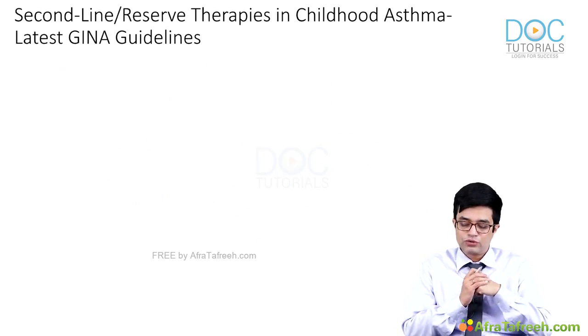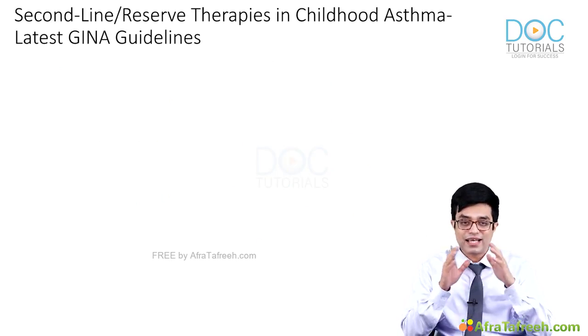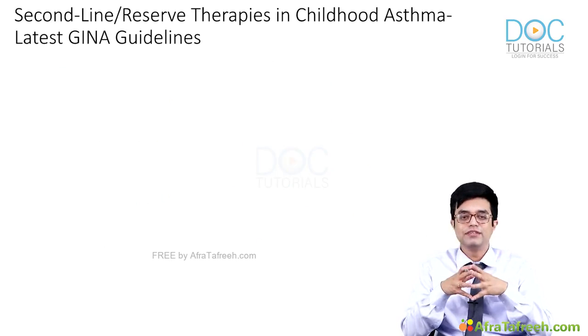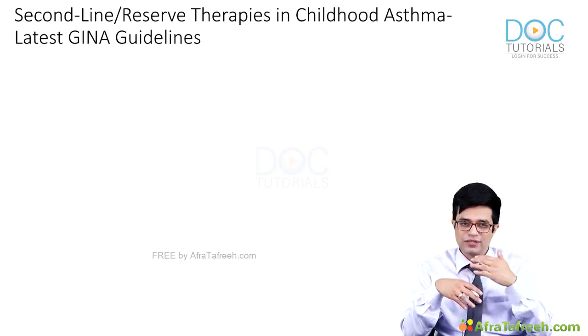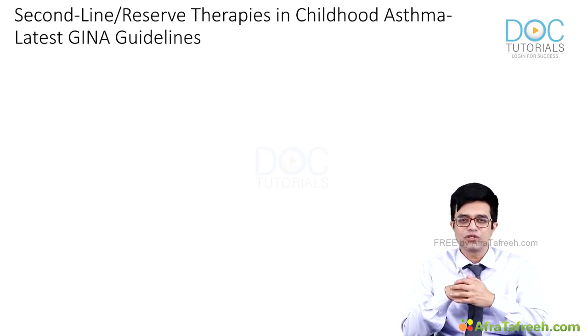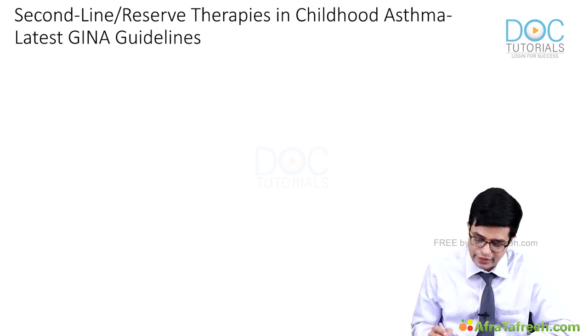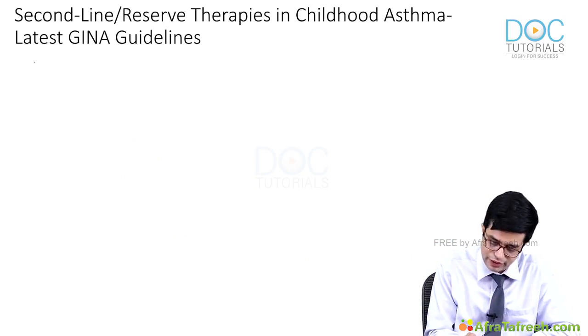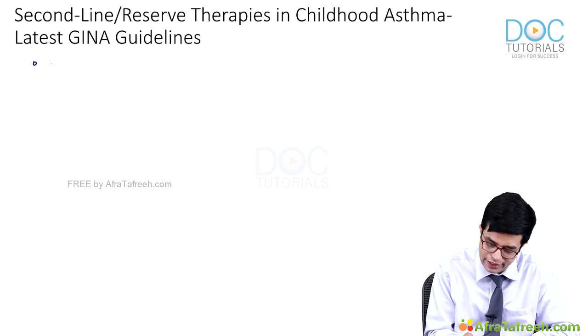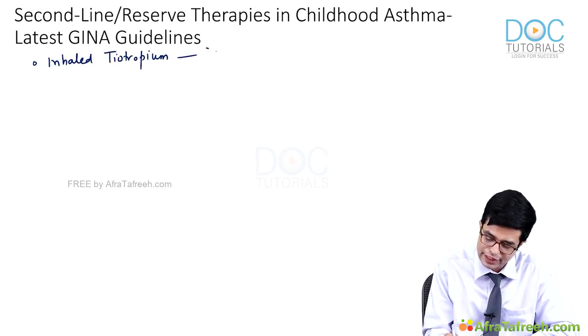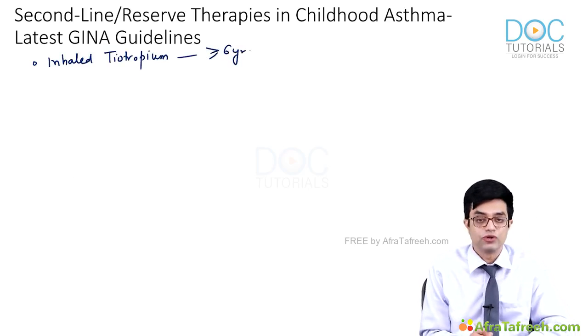Now, according to the latest GINA guidelines, what are the second line or reserve drugs in severe asthma? Once all these routine medications have been used and the patient is not improving, what can you do? The additional agents which you can try in severe asthma include, first of all, inhaled tiotropium bromide, or simply inhaled tiotropium, in children equal to or more than 6 years of age.